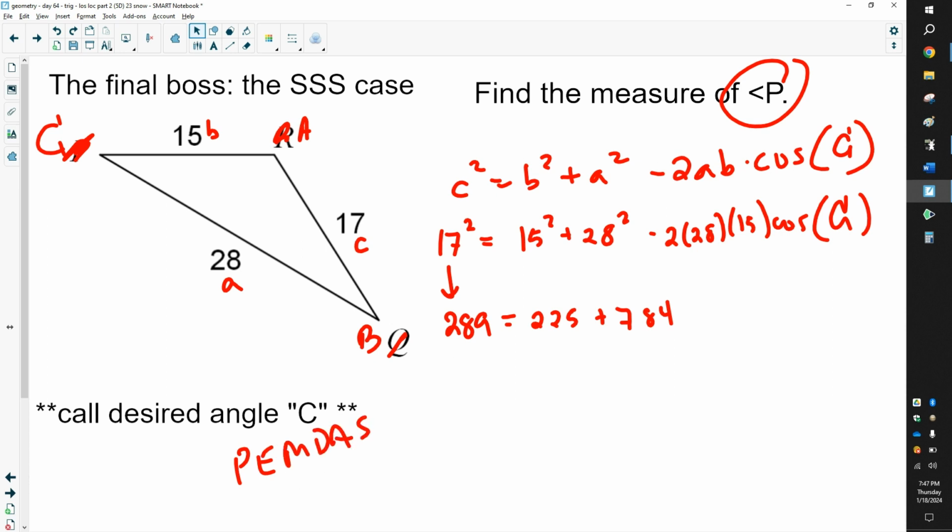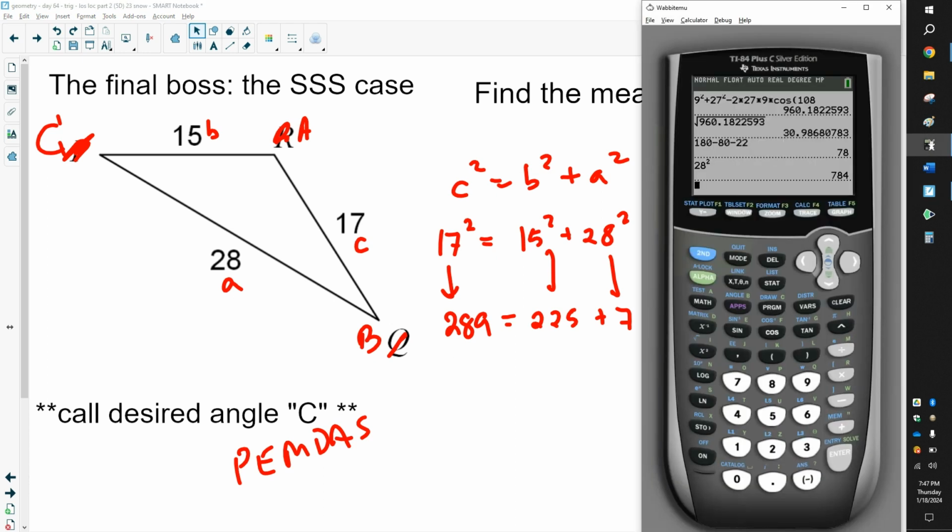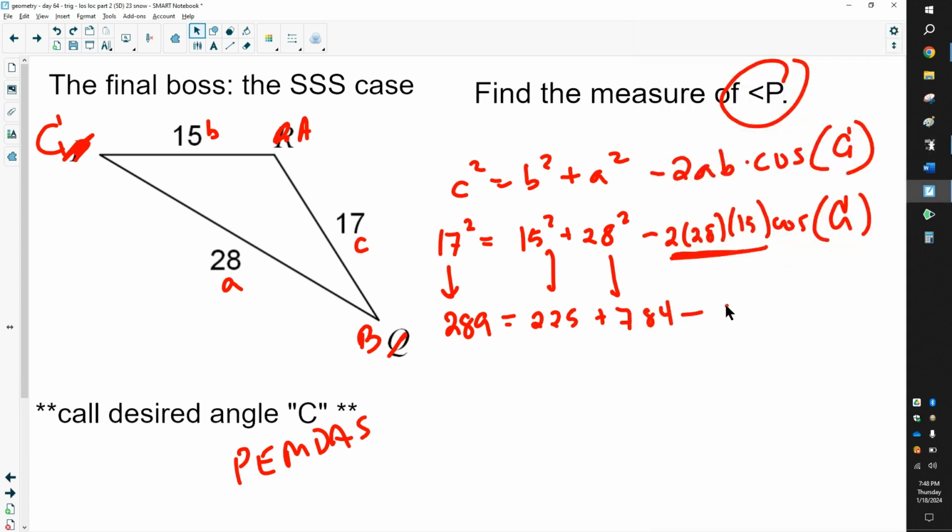So I'm taking care of my exponents right here, and then I have some multiplication right there. So I'm multiplying -2 times 28 times 15 right here. So in the calculator, -2 times 28 times 15, that's -840. And then multiplied by that is cosine of c, which of course I don't know, so I'm just going to leave that as negative cosine of c.